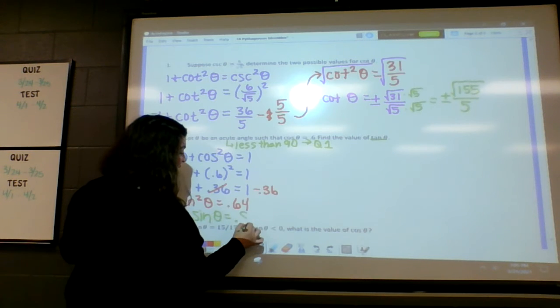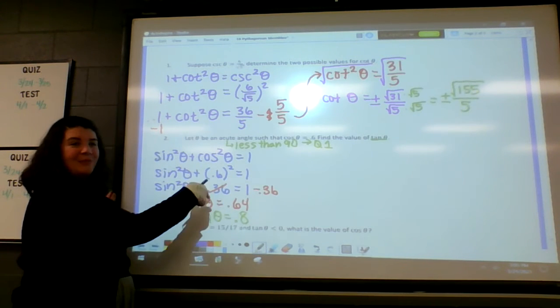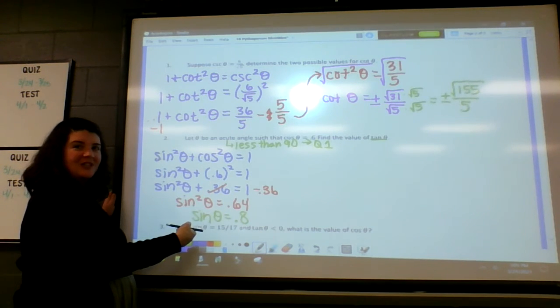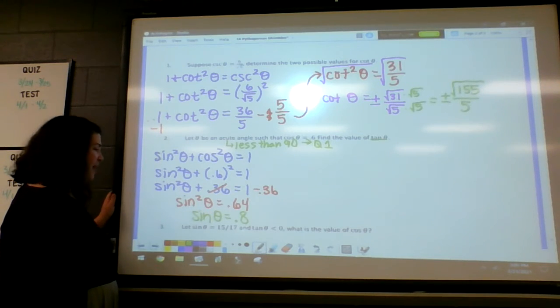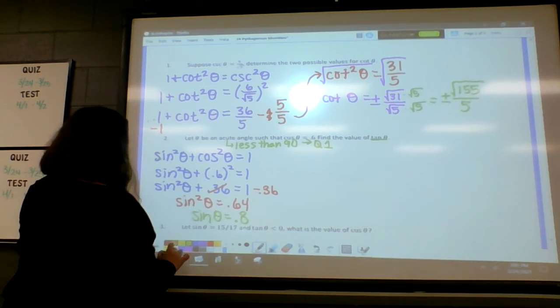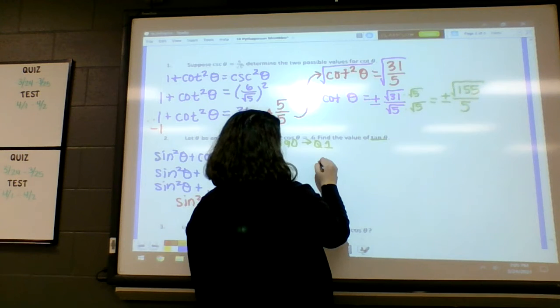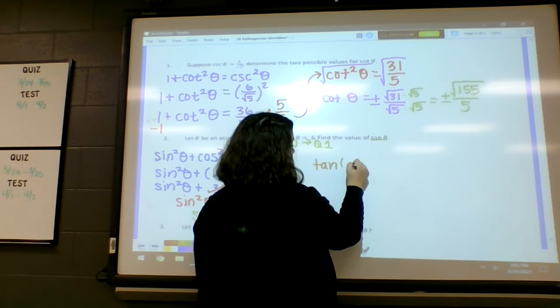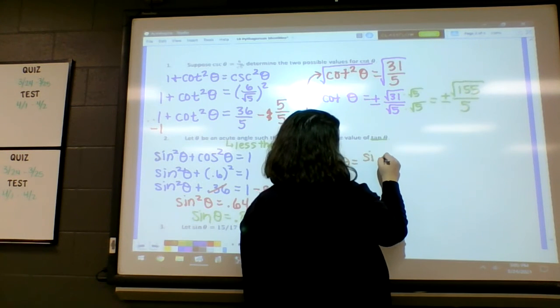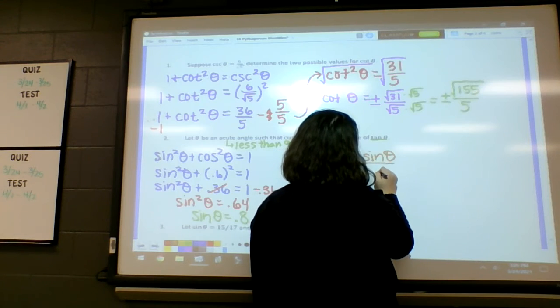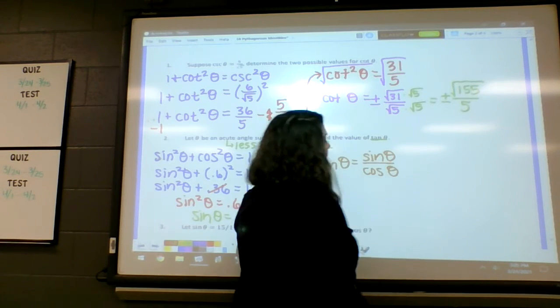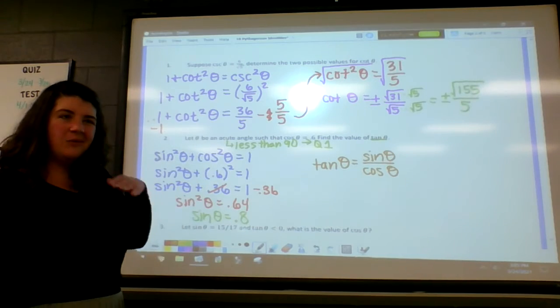0.8, yeah. For the same reason, 0.6 squared was 0.36. Reverse that, 0.8. So last but not least, it says find the value of tangent, right? And we know tangent of theta is the sine of theta over the cosine of theta. That's actually what we call a quotient identity. Quotient meaning it was divided.